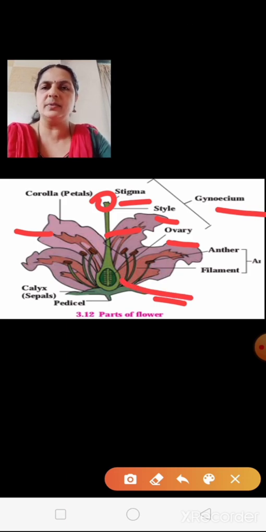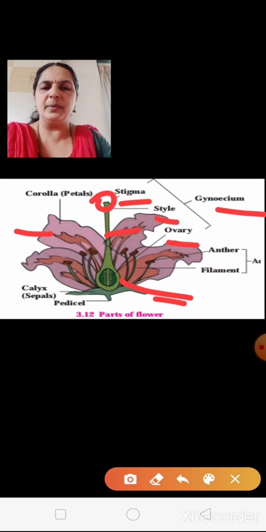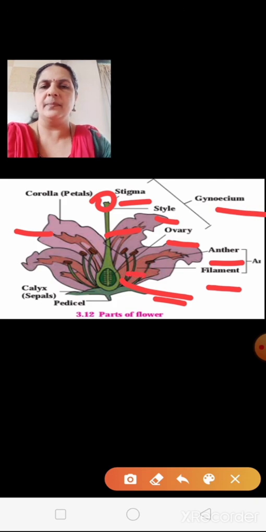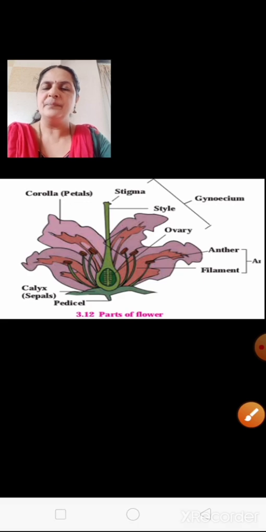So the gynoecium, that is the female part of the flower, contains stigma, style and ovary, and the male part contains anther and filament. So you saw the structure of a flower. Calyx, which is green in color, then comes the corolla, which is the petals.